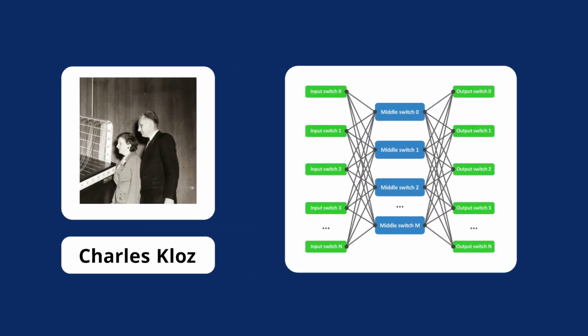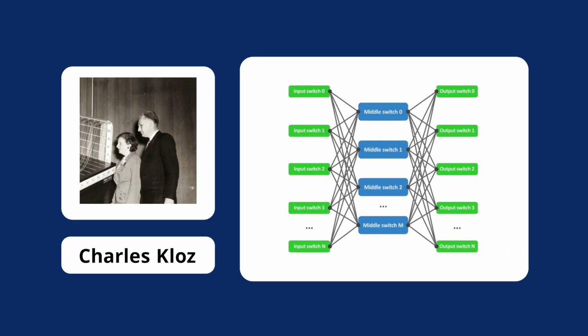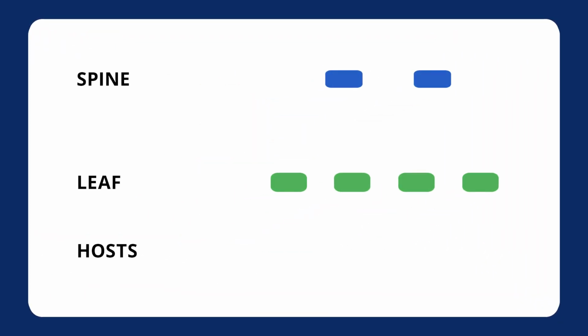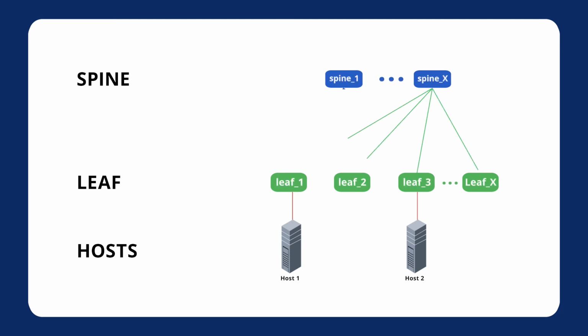In 1953, Charles Clos, an engineer at Bell Labs, proposes a horizontal switching architecture for telephone networks. Its task is simple: connect each subscriber to any other without blocking and with a minimum number of transitions between nodes. The idea was rethought and transformed into the leaf-spine architecture for modern data centers. At the leaf level, servers are connected, and spine connects all the leaves to each other and routes traffic. The advantages of this architecture are obvious: scalability, fault tolerance, and low latency.